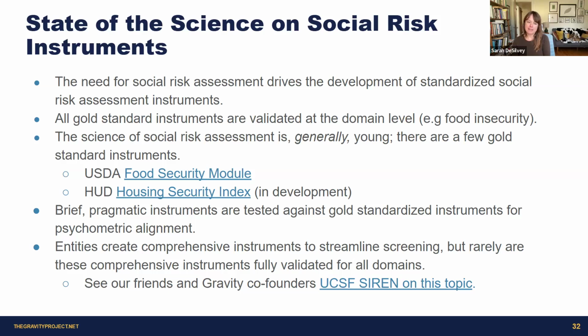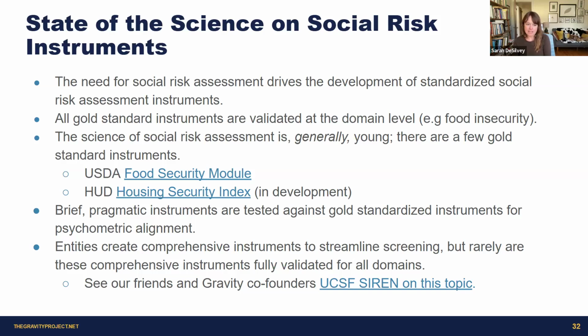Anytime you develop a brief pragmatic instrument that's suitable for coupling and grouping into a comprehensive instrument, they have to be tested against those gold standard instruments for psychometric alignment. Psychometrics is the science of measurement. So, for instance, the hunger vital sign, which is a very widely implemented food insecurity screening instrument, the 2-item hunger vital sign, was validated by testing it against the USDA food security module. And so that is the best in class testing requirement. The limit of gold standard instruments limits the full testing of brief pragmatic instruments, logically.